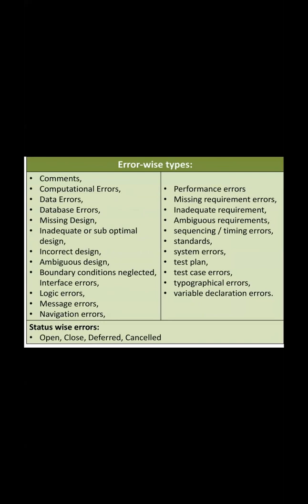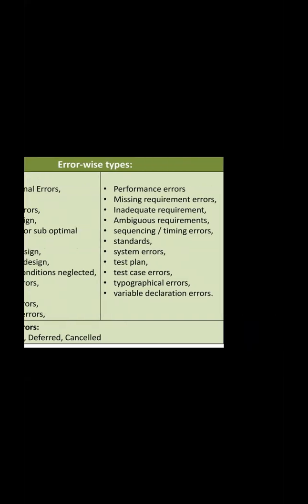The same way, we can categorize the errors, say, error-wise types. While doing the project, we may get these kinds of errors or defects: comments not properly done, computational errors not addressed, data errors, database errors, missing design, incorrect design, boundary conditions not checked well, logical errors, navigation errors, performance errors, ambiguous requirements, standards not maintained, system errors, typographical errors. And the status-wise errors, like open, closed, cancelled, those statuses. They all come under the defects.